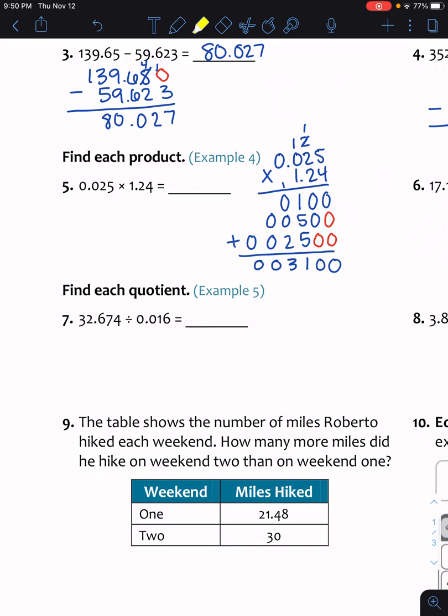Now I'm going to count the decimal places. 1, 2, 3, 4, 5. So my answer, I don't have to include the extra zeros at the end. My answer is going to be 0.031.